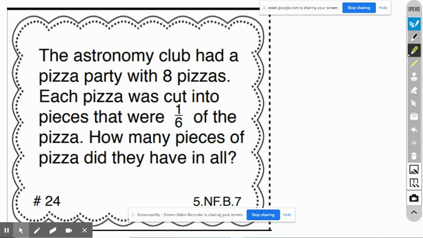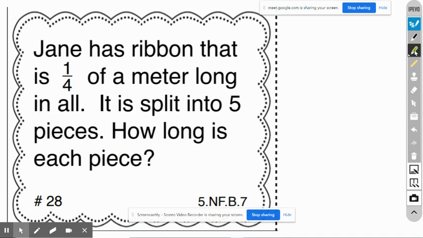Okay. All right. That's good job though drawing those pictures. You just have to be careful counting those slices. Okay. Let's see this one.